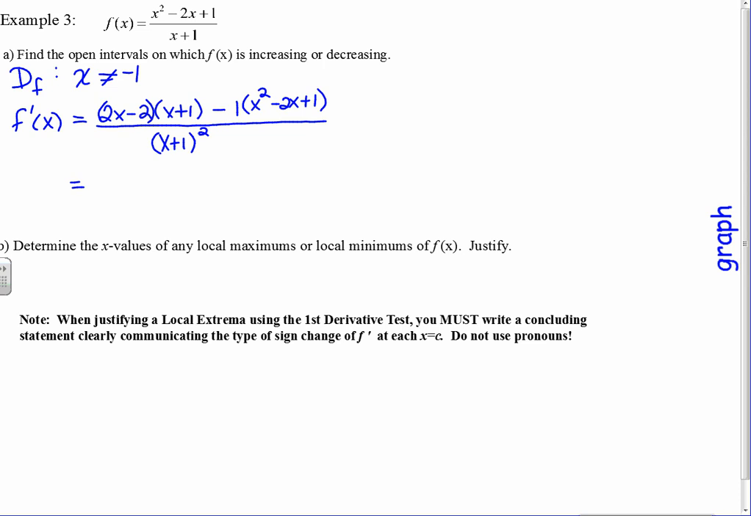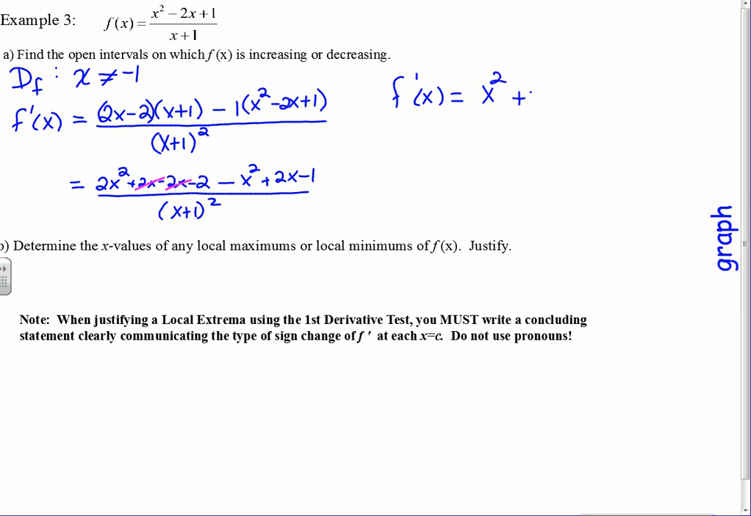It was just some simplifying work. If we FOIL out the top, we're going to have 2x squared plus 2x minus 2x minus 2. Send the negative through, we're going to have negative x squared plus 2x minus 1 over that quantity squared on the bottom. Simplifying, we notice we got a positive negative going on there. I'm going to come up to the next spot here, and I'm going to have a 2x squared minus an x squared. That's an x squared plus 2x minus 3 over our bottom squared.